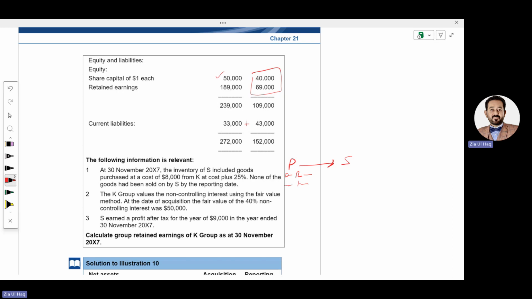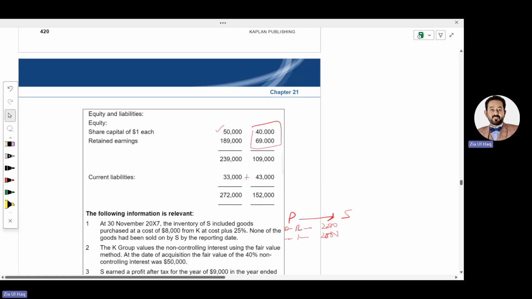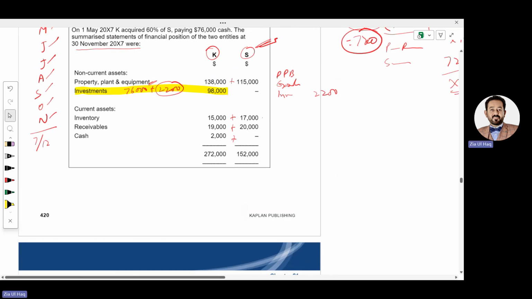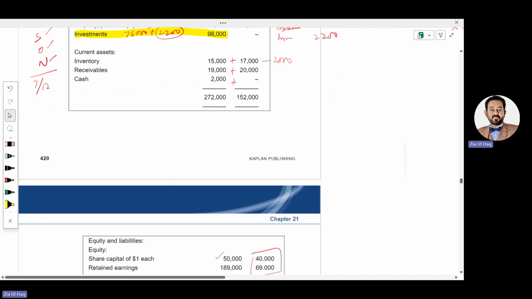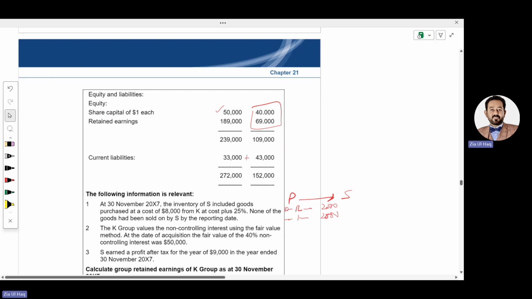Purchase at a cost of 8,000 from K, cost plus 25%. What is the 25%? 2,000. This means the selling price will be 10,000 and 2,000 is the profit part. None of the goods had been sold by S by the reporting date. This means with the complete 2,000, you need to record this entry. And this 2,000 will be eliminated from the inventory. And while calculating retained earning, we need to subtract this 2,000.